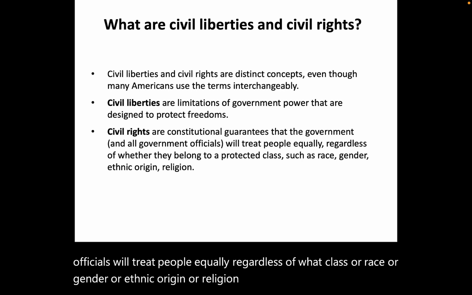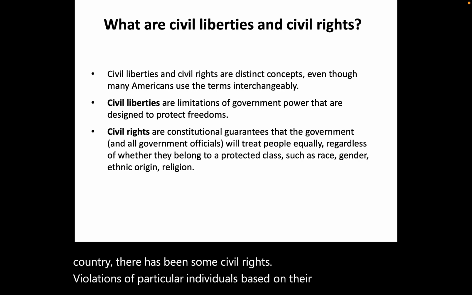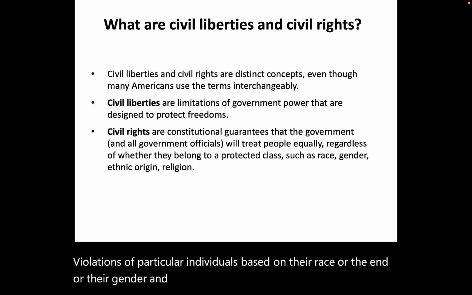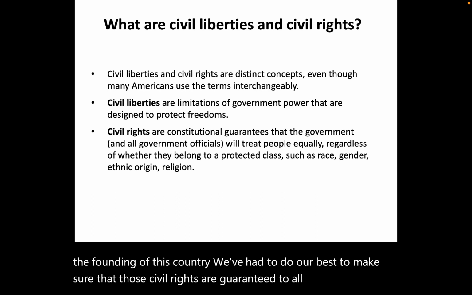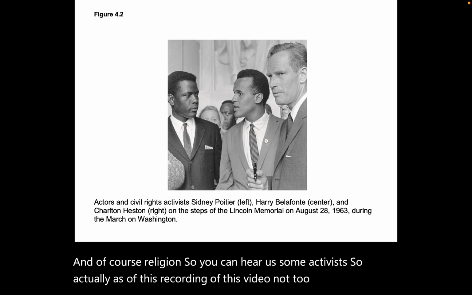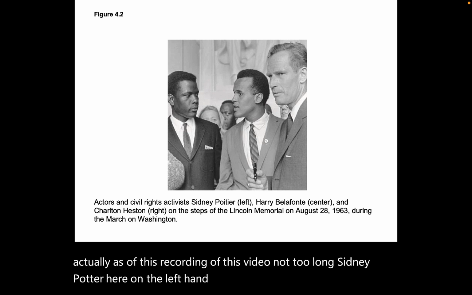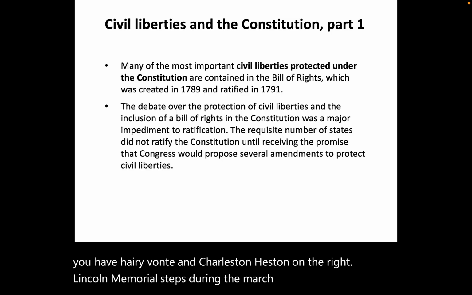Since the founding of this country, there have been civil rights violations against particular individuals based on their race or their gender. Over the years, we've had to do our best to make sure that those civil rights are guaranteed to all races and genders, and of course, religion. So you can see some activists. As of this recording, Sidney Poitier, here on the left-hand side, recently passed away. You also have Harry Belafonte and Charlton Heston on the right, at the Lincoln Memorial steps during the March on Washington in 1963.